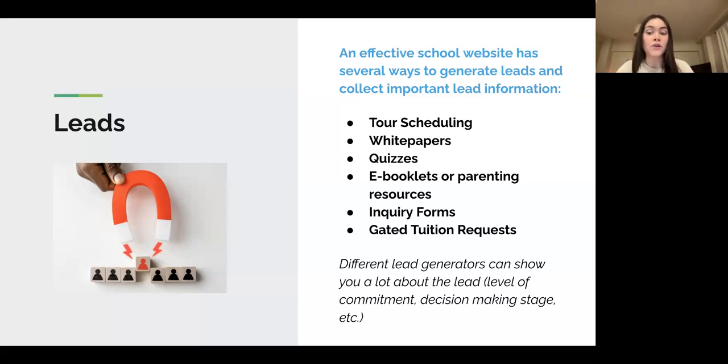Different lead generators are going to show you a lot about your lead as well. Their level of commitment or decision-making stage. So a parent who is scheduling a tour is much later in their decision-making process than a parent who might be requesting a white paper or just something to learn more about the basics of Montessori. So it tells you a lot about how you can nurture that lead, what kind of email campaigns to send them, how to communicate with them following them clicking on that specific lead generator. So something to consider. You can tailor those campaigns following the type of leads that you're offering on your website.